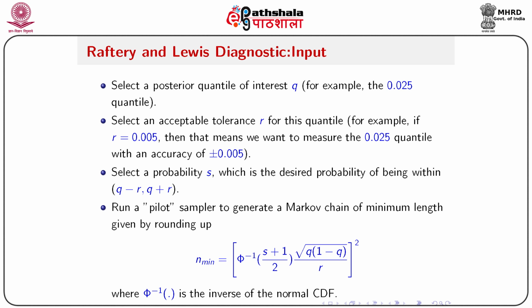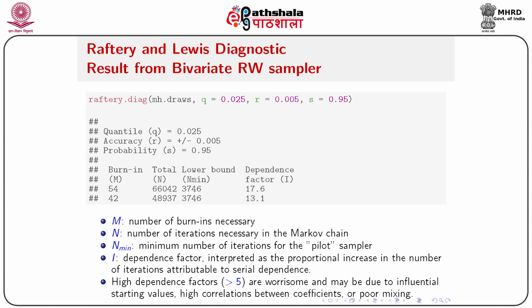Run a pilot sampler to generate a Markov chain of minimum length given by rounding off n min, which is this expression. This expression gives the minimum length that you need, where phi inverse is the inverse of the normal CDF. So that is the Raftery-Lewis diagnostic, the RL diagnostic.